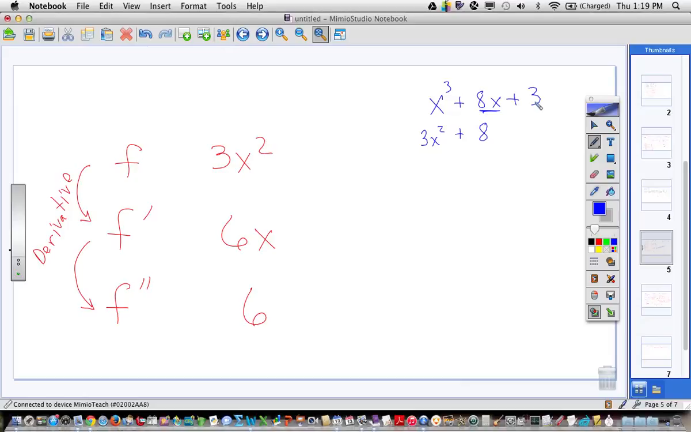And then what's the derivative of 3? 0. Whenever you have a constant, that's the easiest one of all. You have a constant all by itself, derivative of that is 0. Okay, so anyway, off that. So here we go. So we've got f prime, we've got f double prime.